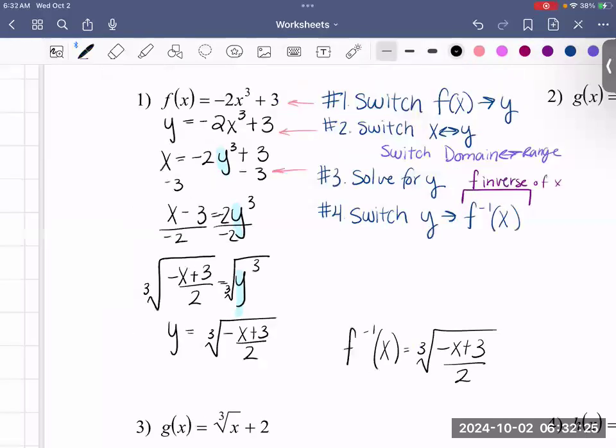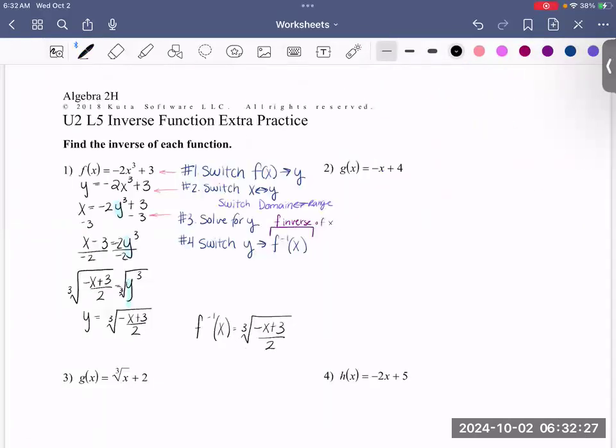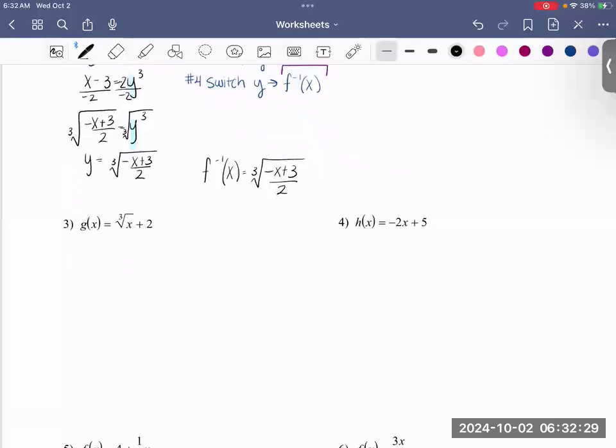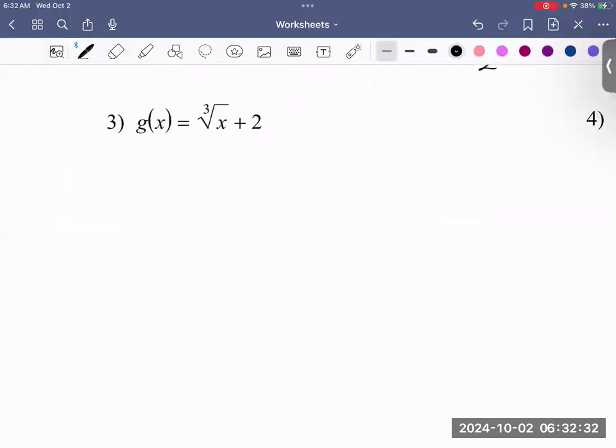Well, let's try it again with g, or number 3. So looking at your number 3 here, again, step 1, we want to change your g of x into y. Change your x to y and y to x. And then go ahead and start solving for y. So we want to get y alone. The easiest way to do that is first subtract the 2.